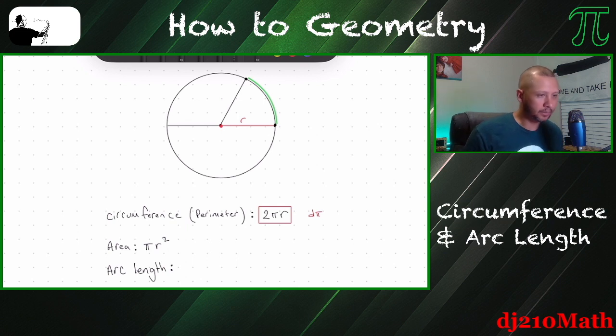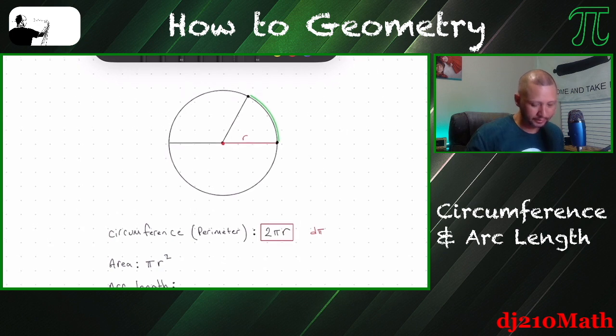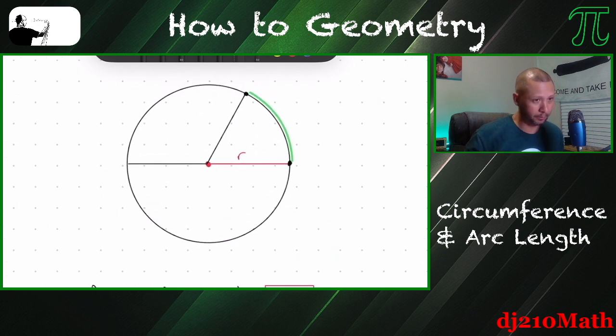All right, so the arc length, or the measure of the arc length. The way to think about it is that it's a portion of the full circumference. The full circumference of a circle is the full perimeter of a circle. The arc length is a piece of that. The green line you see is not the full circumference. It's a portion of the circumference.